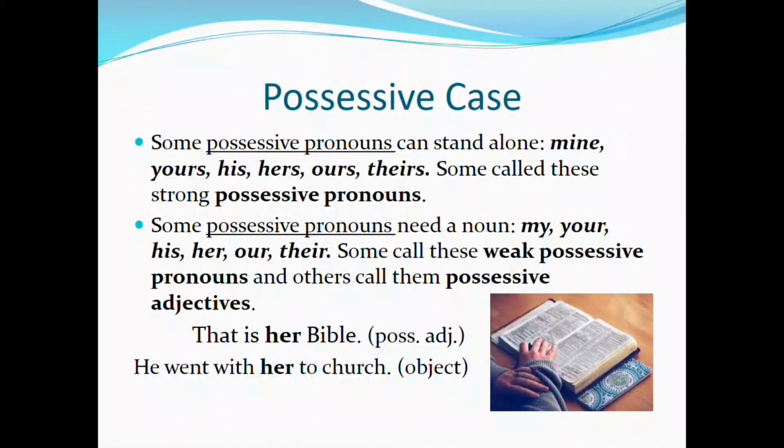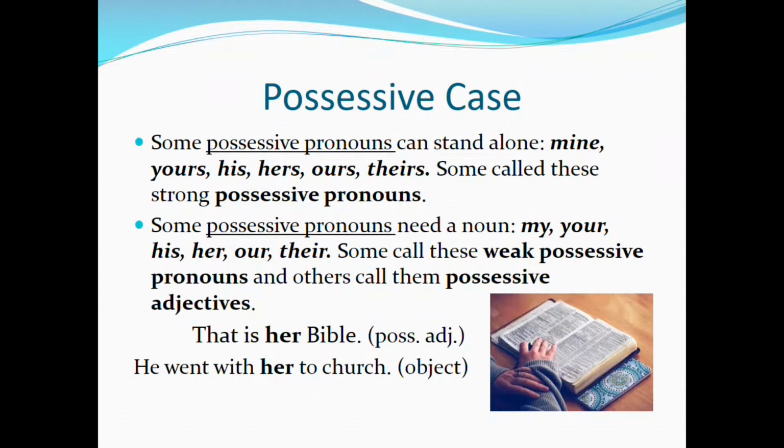So the possessive case shows ownership, like yours, mine, and ours. Some possessive pronouns can stand alone, such as mine, yours, hers, ours, and theirs. And some people call these strong possessive pronouns. So here's an example: "This is mine," or "Is this yours?" But some possessive pronouns need a noun, like my, your, his, her, our, and their. These are referred to by some grammarians as weak possessive pronouns, and others call them possessive adjectives.